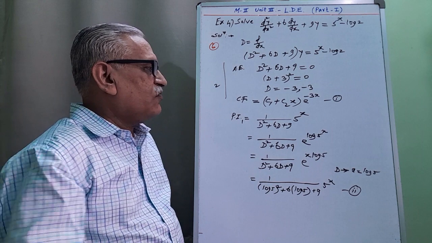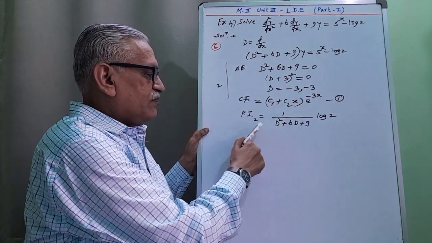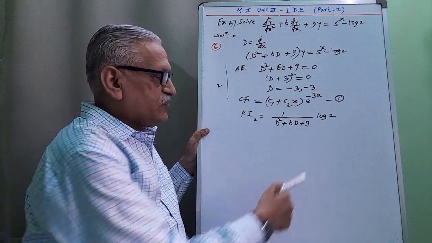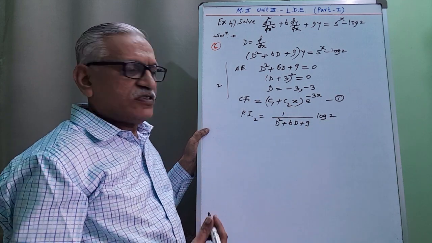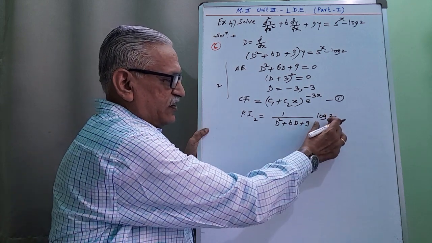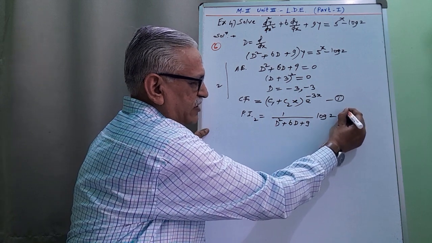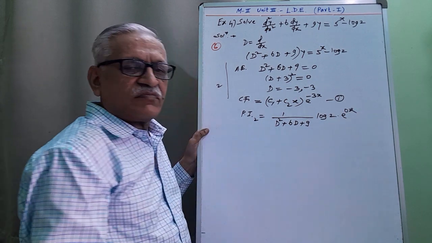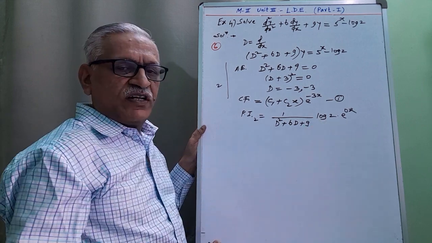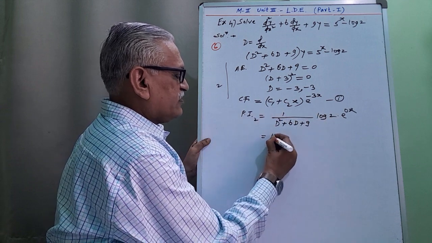Then we try to find out PI2. PI2 is equal to 1 upon D square plus 6D plus 9, which we have to operate on log 2. Log 2 is a constant term. Therefore, whenever we have any constant term, we convert it by multiplying it by e raised to 0x. E raised to 0 is 1, 1 into that log 2, we get the original log 2. And therefore, log 2 we can take outside.